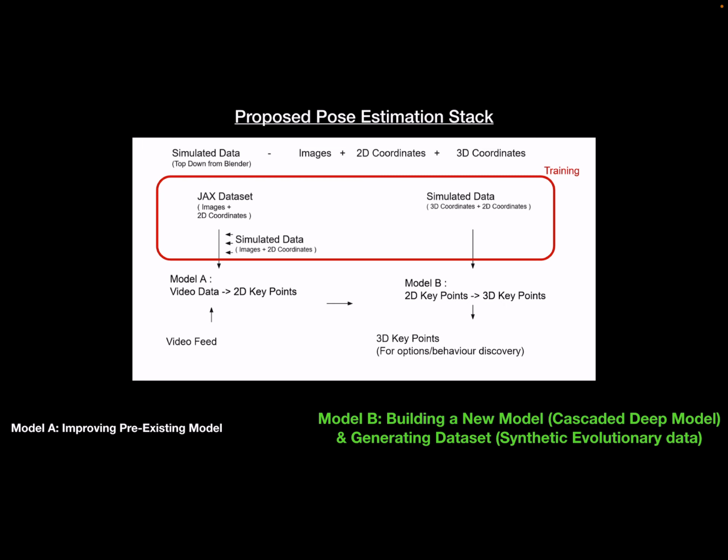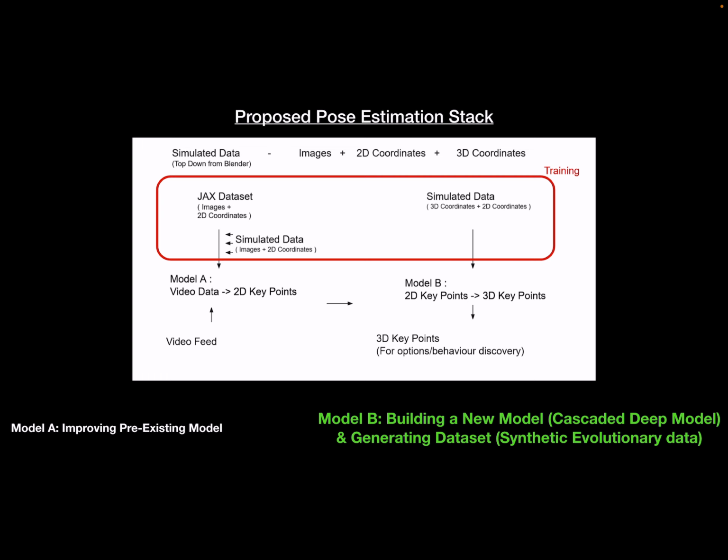Compared to the previous one, this is the proposed pose estimation stack. Earlier, as you can see, there's this video feed which goes into model A and gives you 2D key points. But now we are proposing another model, model B, which will take in these 2D key points and output 3D key points, which we'll use for option discovery and all that. So earlier we were focusing on improving model A, but for this semester we were working on building a new model, model B, which will take in 2D points and output the 3D points.